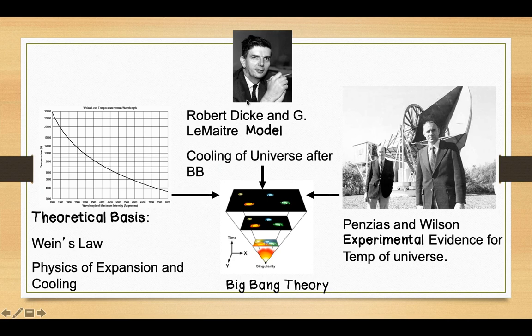So again, we've got this kind of three-part thing. We've got the theory behind it using physics. We have the Robert Dicke model, based on Lemaitre's model also, that says that the universe should have cooled after the Big Bang. And then we have the experimental evidence, all leading to that same singular moment of the Big Bang about 15 billion years ago, and supported by wavelength data, which we've been talking about this whole unit, to help us understand how the universe has been changing over time. That is the cool thing about the Big Bang Theory: it's supported in lots of different ways with lots of different scientific ideas. And again, the whole purpose is just to help us understand how the universe is changing.